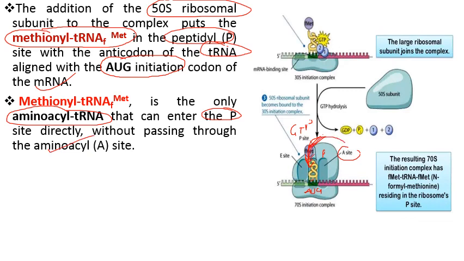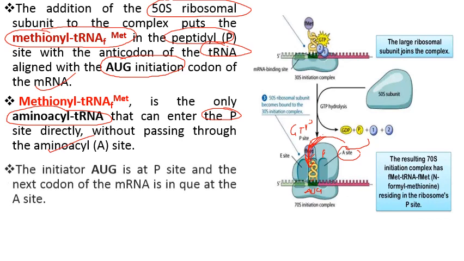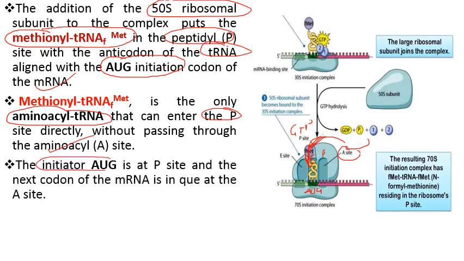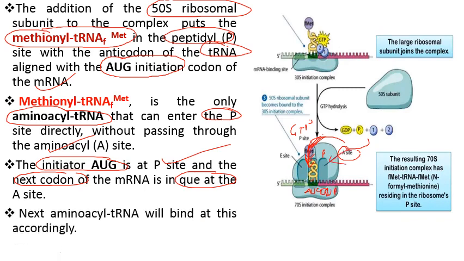The rest of the next charged tRNAs will come to the A site first, and after that they will enter the P and then finally the E site. So the initiator codon, that is AUG, is at the P site, and the next codon of mRNA is at the A site. In response to this codon, the next aminoacyl tRNA will come and bind at this site accordingly. So the next tRNA will come to this A site.